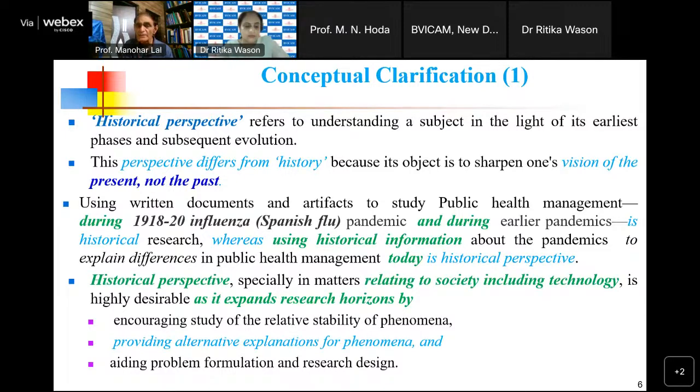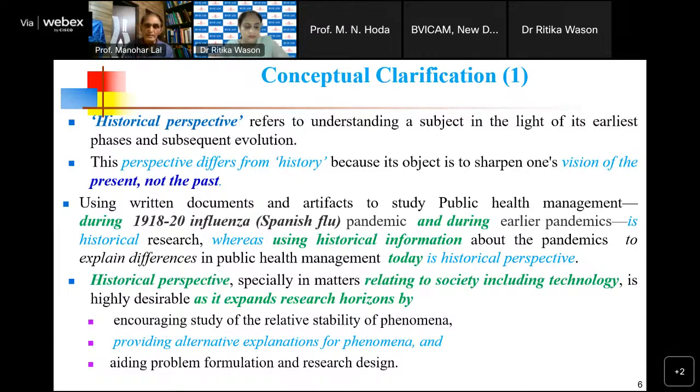Using written documents and artifacts to study public health management during the 1918 influenza, the Spanish flu pandemic, and during earlier pandemics is historical research. Whereas using historical information about the pandemic to explain differences in public health management today is historical perspective.